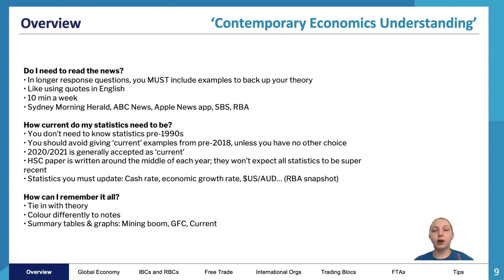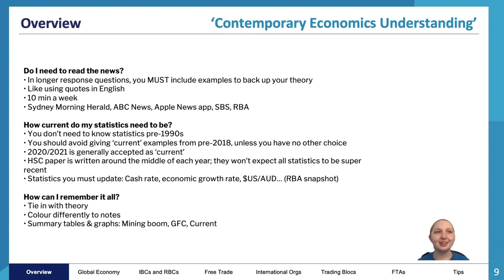Though I will say the one exception to having current statistics is if you want to talk specifically about the GFC in 2008. That's fine as long as you do mention that you're specifically talking about the GFC and there's a point to talking about it. For those of you who don't know, that's the global financial crisis in 2008. And talking about COVID as well. Some people will say that 2020 may not be current, but if you're going to talk about it in the context of the COVID shutdown and so on, that's all fine.